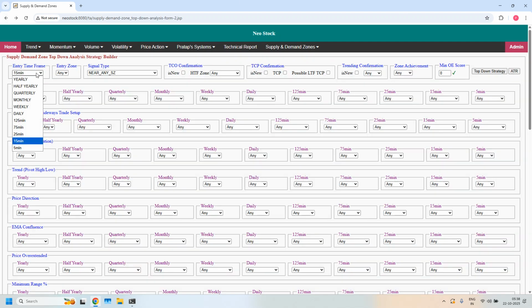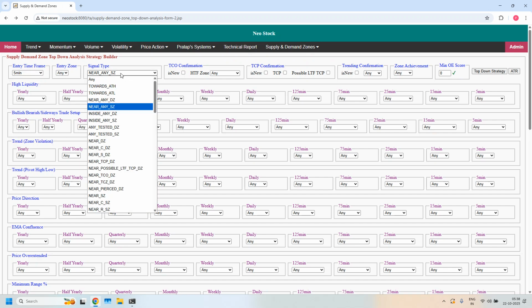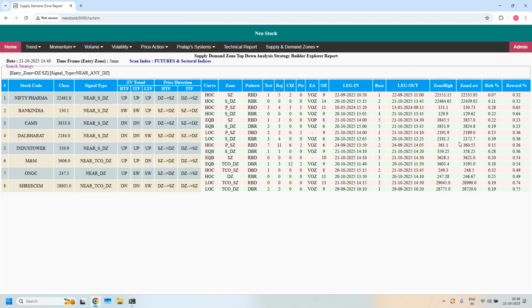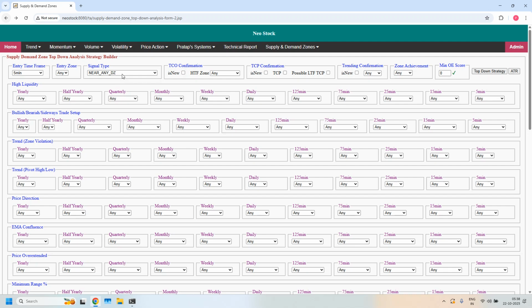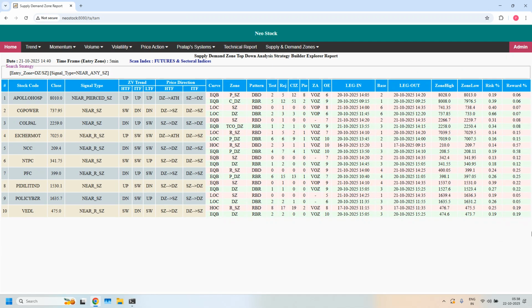Next time frame is 5 minutes. Stocks near 5 minutes demand zone. We got 8 stocks. Next, stocks near 5 minute supply zone. We got 10 stocks. So these are the stocks near demand and supply zones for different time frames.